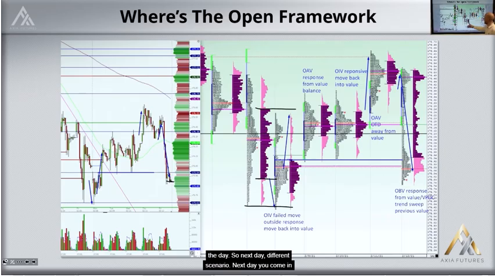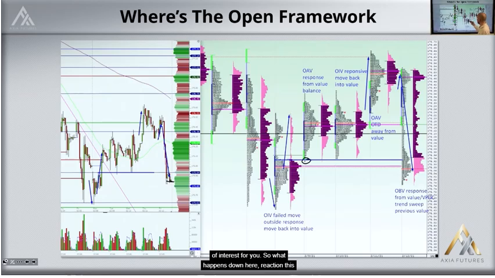So next day, different scenario. Next day you come in, open above value. So what does this now mean? Well, this does give you a directional bias to the upside. So if you kind of stack the information, the open above value is directional bias to the upside. However, you also can be interested in the retest of previous value. Do you get responsive buying from there? If we don't drive straight up, then previous value could be a point of interest for you.